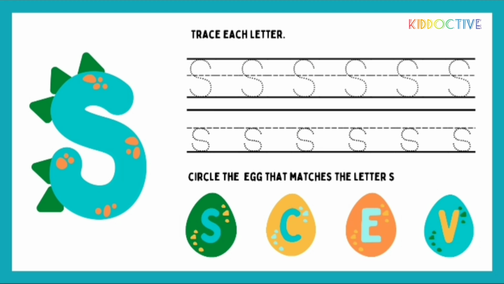Now comes letter S. Letter S. We are going to trace the letter S. It's like a snake. Okay? Have you seen a snake? Okay, this is the capital letter S. Then this one is the small letter S. Okay? Now tell me, circle the egg that matches the letter S. The first green one. Okay?